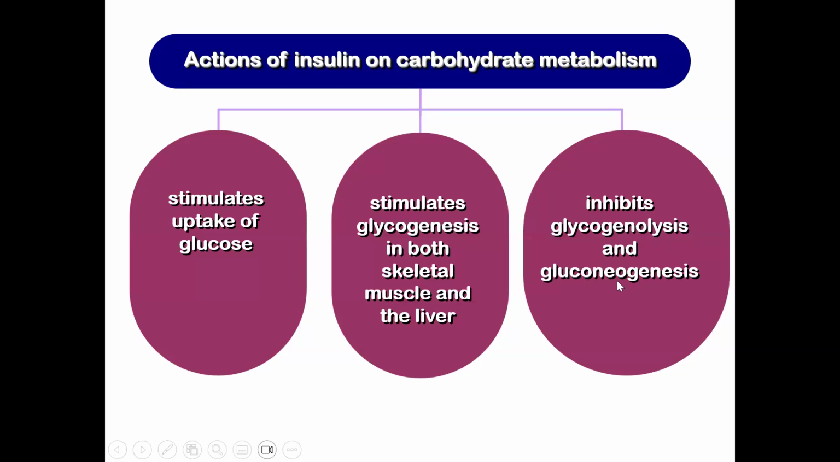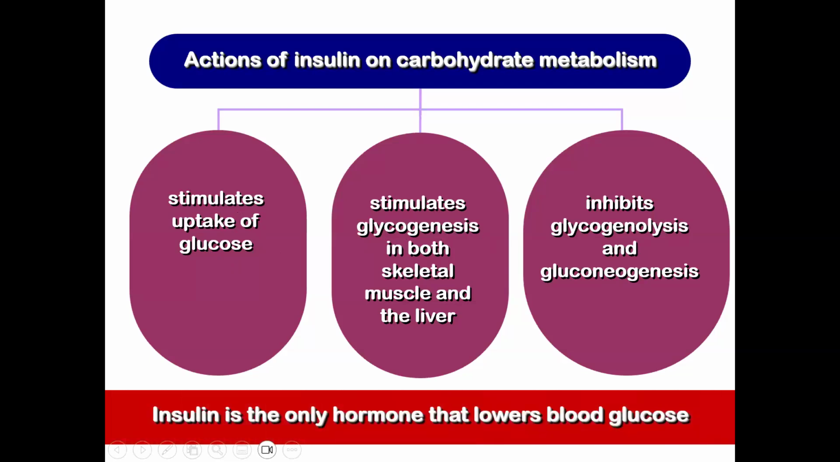So as a result of these functions, that is by inhibiting glycogenolysis, by inhibiting gluconeogenesis, by stimulating the synthesis of glycogen, and by stimulating the uptake of glucose in the cells, what will happen to the blood glucose level? It will decrease, because from the blood, the glucose will enter inside the cell because insulin is stimulating uptake of glucose. Then this glucose will get converted into glycogen, and there will be no gluconeogenesis. There will be no glycogenolysis. So blood glucose levels will decrease.